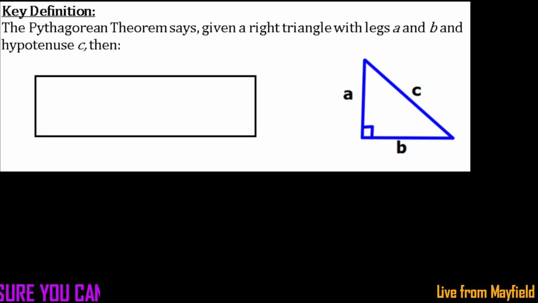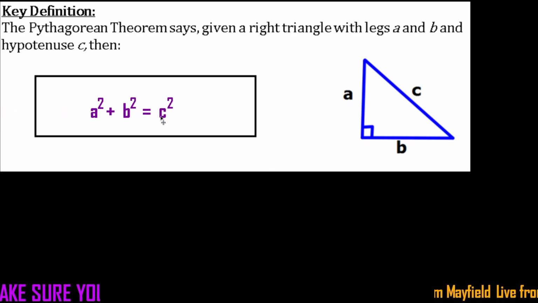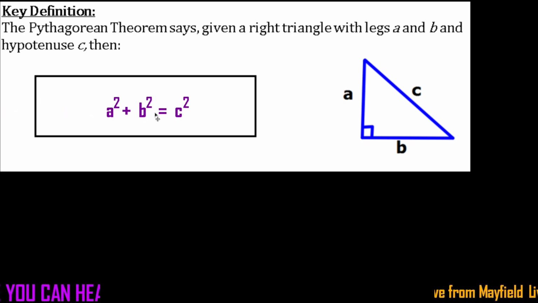So now what are we going to say? Well, the key definition for ourselves is the Pythagorean Theorem: given a right triangle with legs a and b and a hypotenuse c, we have a squared plus b squared equals c squared. A lot of people are going to say a2 b2, and I'm going to be really upset with you. This is squared, or a to the second power. What that's saying is that when we know we have a right angle and a right triangle, we can use this formula.